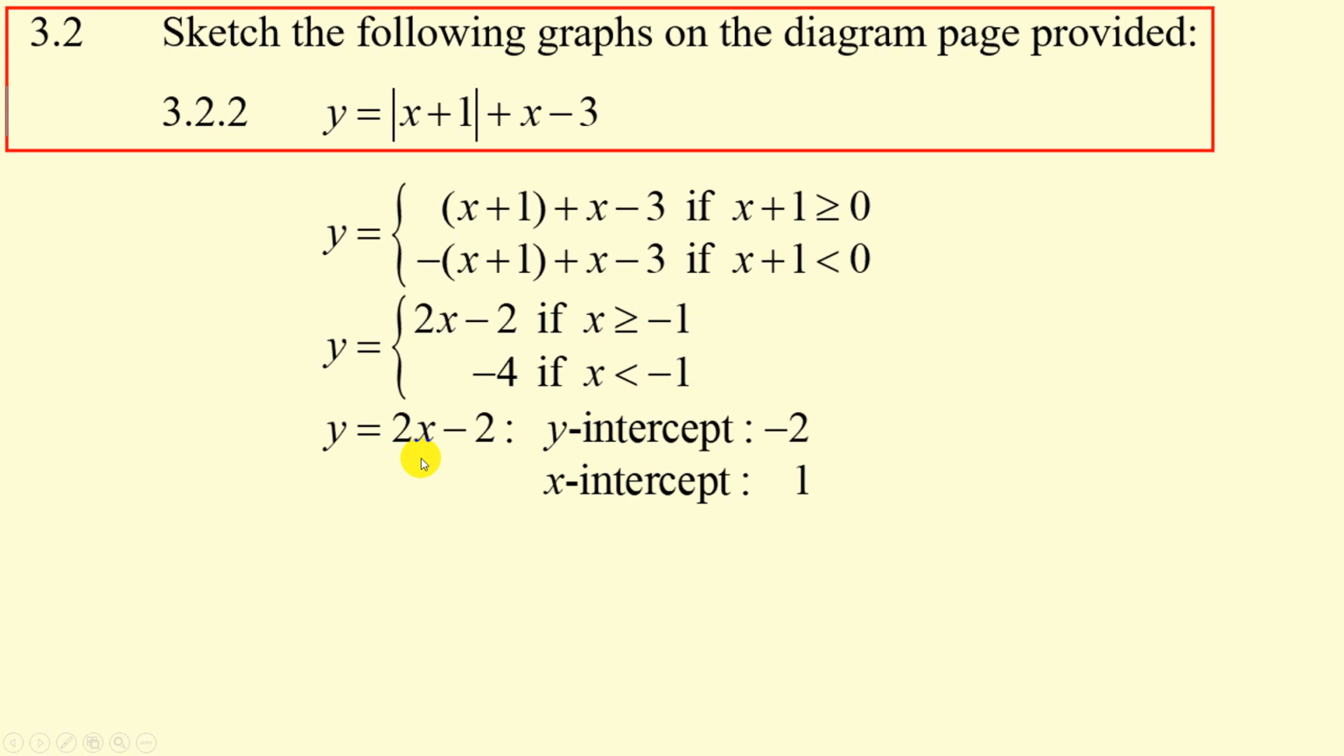of y equals 2x minus 2. So there's the graph y equals 2x minus 2 with the intercepts of minus 2 for y and 1 for x. Notice it stops at x equals minus 1 because this is only for x greater than or equal to minus 1. I have shown a light continuation of that graph, and I've shown a light continuation of this one, where y equals negative 4 is a horizontal line going through negative 4, but it's only for x less than negative 1.